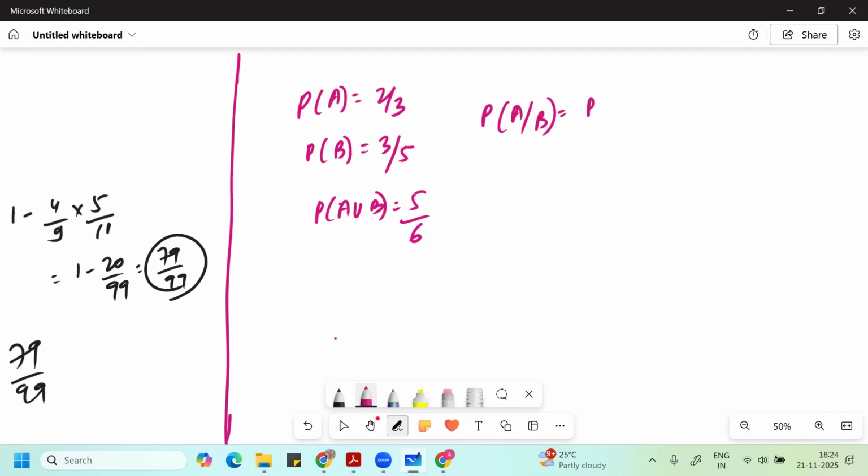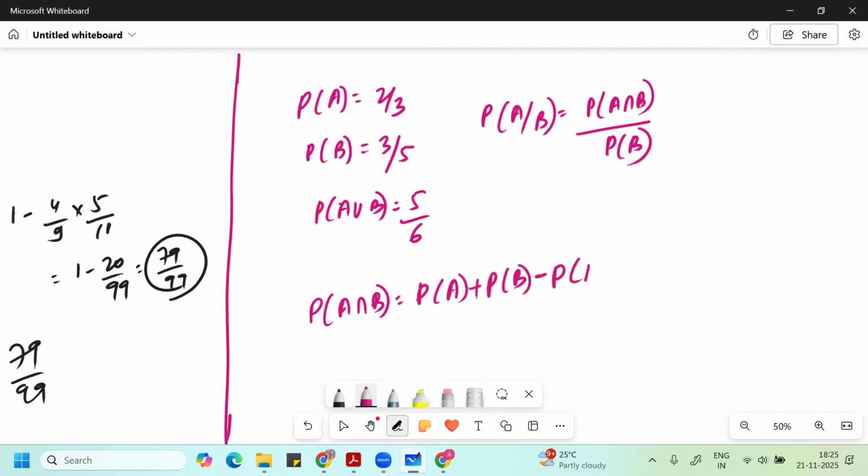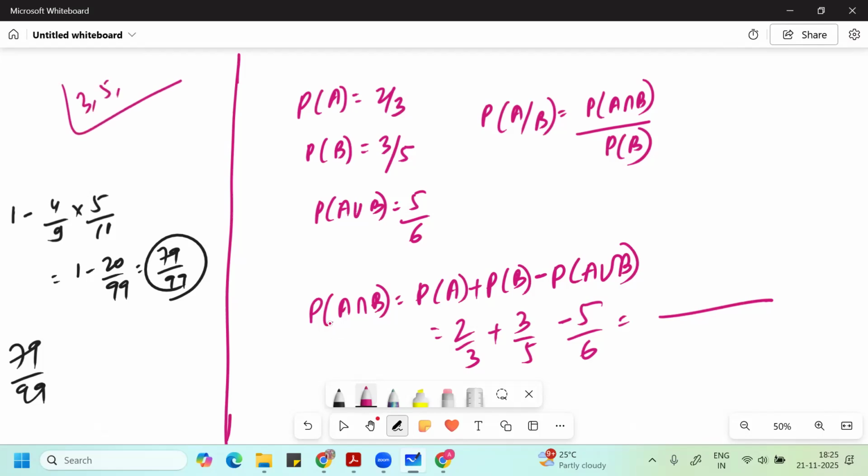Probability of A by B means probability of A intersection B by probability of B. And what is A intersection B? Probability of A intersection B is nothing but probability of A plus probability of B minus probability of A union B. So A is 2 by 3, B is 3 by 5, minus 5 by 6. LCM of 3, 5, and 6. Not co-prime, 3 and 6 are not co-prime.